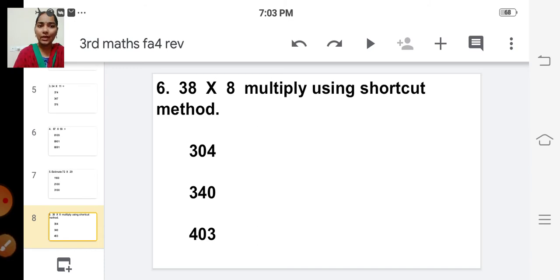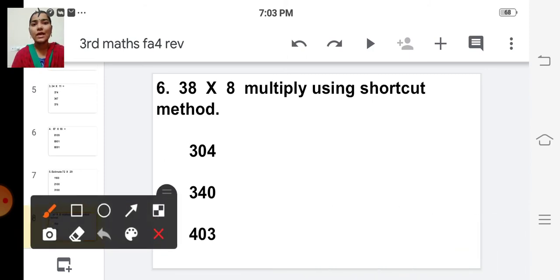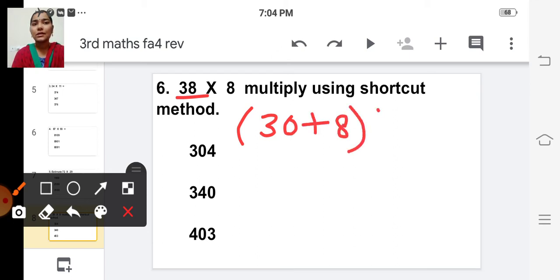38 into 8, multiply using shortcut method. So what is shortcut method? We have to split the multiplicand into two parts, isn't it? So 38 can be written as 30 plus 8, into 8. So now multiply 30 into 8.